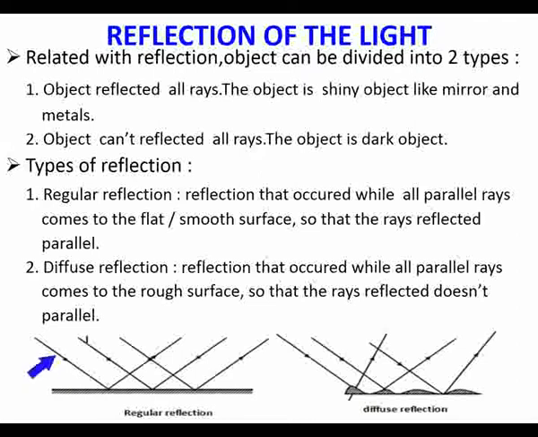The second reflection is diffuse reflection. Diffuse reflection is reflection that occurs when all parallel rays come to a rough surface, so that the reflected rays are not parallel anymore. Or we can say the rays are scattered. You can see the diffuse reflection in the right figure below. As you can see, the parallel rays that come to the rough surface are reflected not parallel anymore.